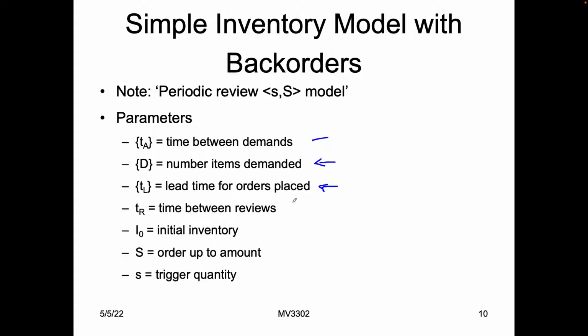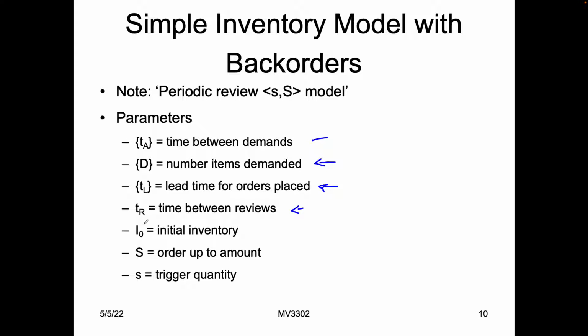Some additional parameters. One is the time between reviews. Again, notice that there's no curly on this. Why? Because that's going to be a constant. If I check my gas every morning at 8 a.m., then the time between this Monday at 8 a.m. and next Monday at 8 a.m. is a constant.